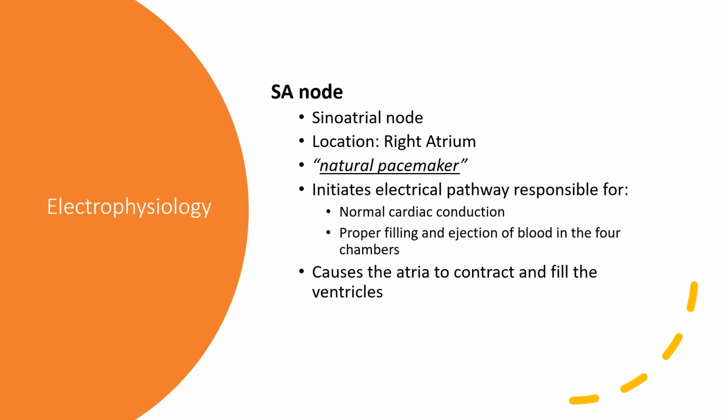So for electrophysiology, we have a natural pacemaker of the heart. It's called the SA node, and it's located on the right atrium. It initiates an electrical pathway responsible for normal cardiac conduction, proper filling and ejection of blood from the 4 chambers. It causes the atria to contract and fill the ventricles. So everything starts at the SA node.